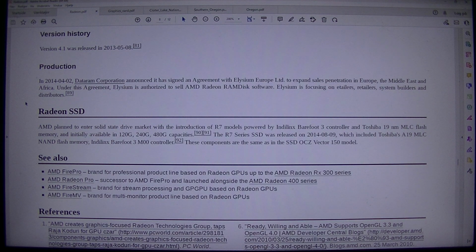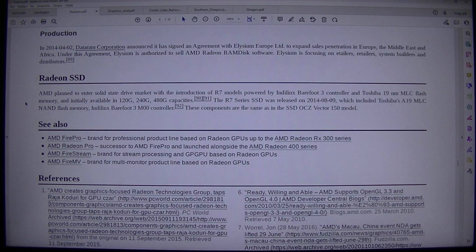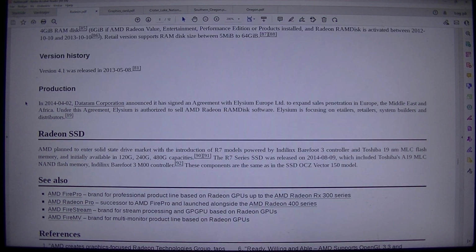2013-05-08. Production. On the 2nd of April, 2014, Datarum Corporation announced it had signed an agreement with Elysium Europe Limited to expand sales penetration in Europe, the Middle East and Africa. Under this agreement, Elysium is authorized to sell AMD Radeon RAMDisk software. Elysium is focusing on retailers, system builders and distributors.